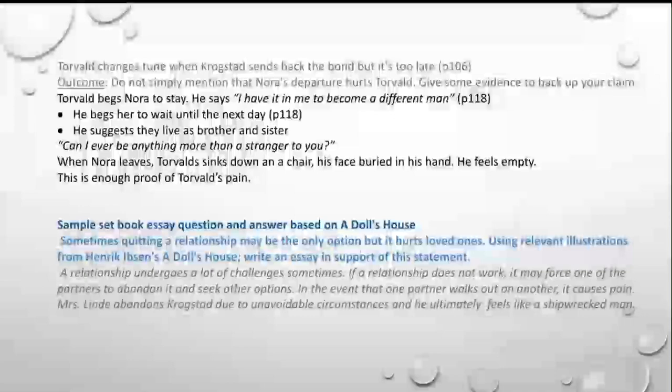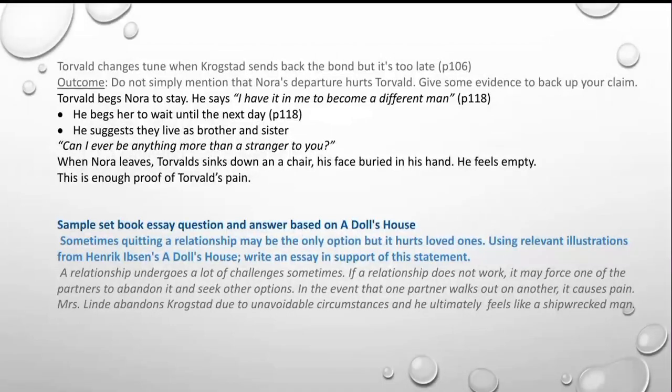Now, let's deliberate on the outcomes. Do not simply mention that Nora's departure hurts Torvald. Give some evidence to back up your claim. Torvald begs Nora to stay. He says, I have it in me to become a different man. He begs her to wait until the next day. He suggests that they live as brother and sister. And I quote, can I ever be anything more than a stranger to you? When Nora leaves, Torvald sinks down on a chair, his face buried in his hands. He feels empty. This is enough proof of Torvald's pain.